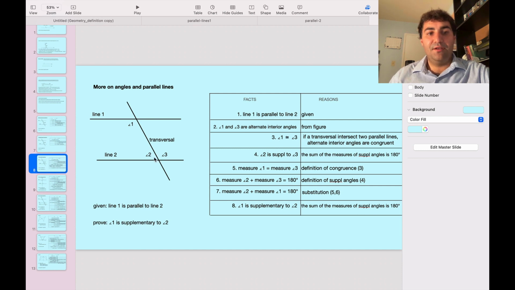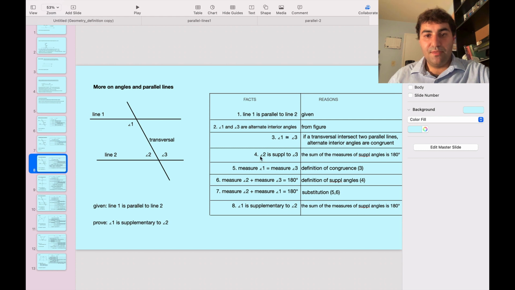And we know from this figure that angle 2 is supplementary to angle 3. Why? Because the sum of the measures of supplementary angles is 180 degrees, and a straight line measures 180 degrees, right? So if we look back at statement 3, we see that the measure of angle 1 is equal to the measure of angle 3, right? Because if two angles are congruent, then the measures are equal.